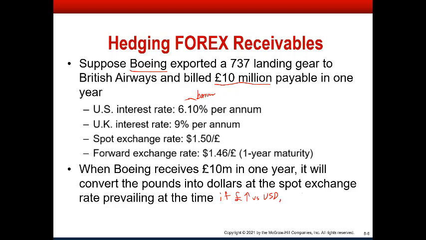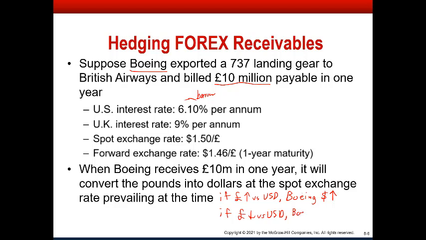Okay, and let's spell out the risks of that no hedge strategy. So the first two things can happen. One is that the pound might go up against the US dollar. So in other words, a pound is worth more US dollars than it used to be. Well, in that case, we'll see that Boeing will come out ahead because they're going to be able to convert those pounds into more dollars than they previously would have been able to.